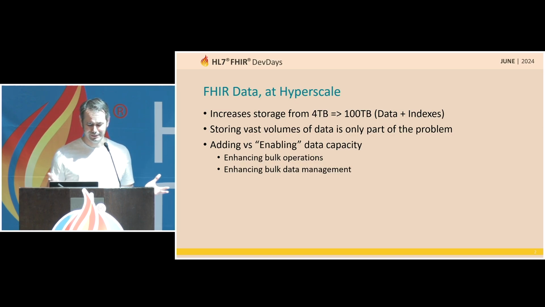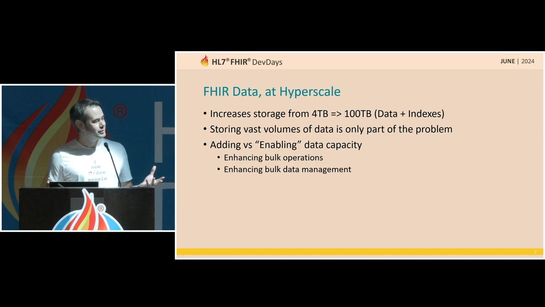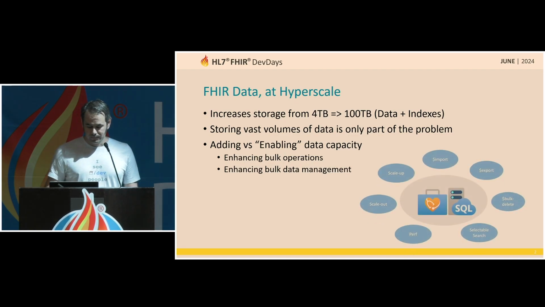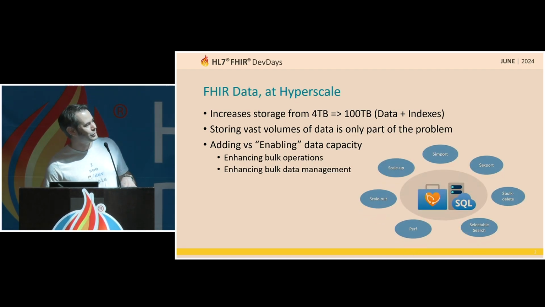The way that we have enabled data capacity is by enhancing a lot of the bulk operations that we offer, including adding some new bulk operations that are right now outside the spec, but are heavily asked for amongst the requirements that we have. So what are they? Hopefully that's not too small, but I have a nice little circle here. We'll be talking about the changes that we've made to the import operation and export. We have a new bulk delete operation as well, and also a selectable search feature. We'll discuss that one a little more in detail, as well as what is behind the scenes in terms of scale up and scale out.